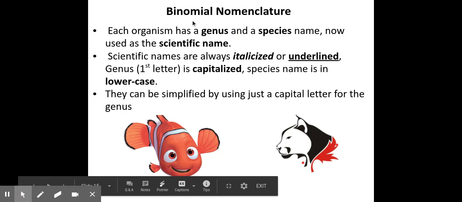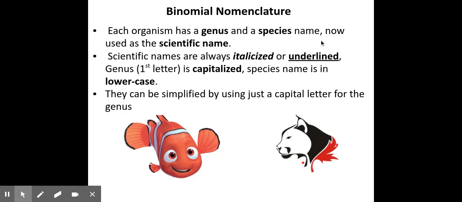So binomial nomenclature: each organism has a genus and a species in their name, and we refer to that as the scientific name. The scientific name is italicized or underlined, and the first letter of the genus is capitalized, the species is all lowercase.